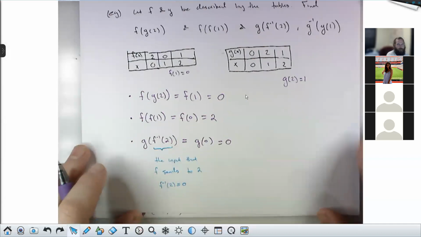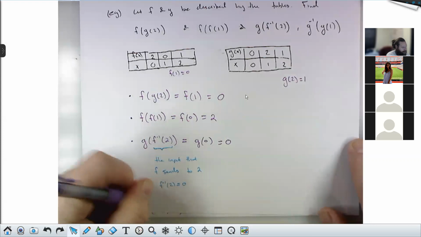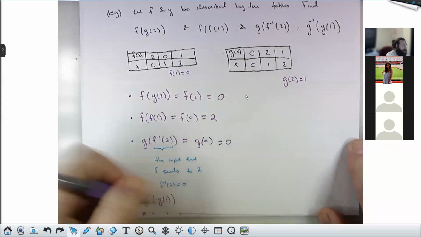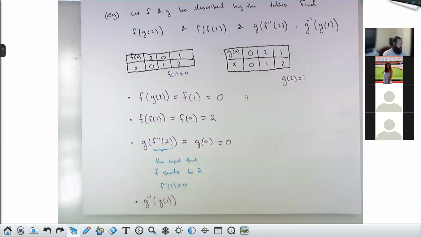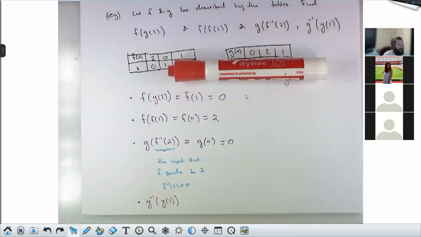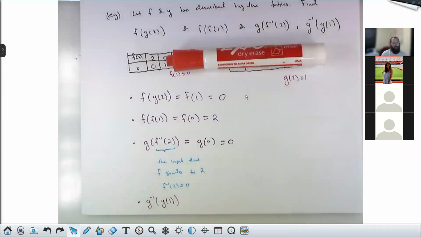All right, last one. g inverse of g of 1. I claim you don't even need the table. I'm going to cover up the table for g. What is g inverse of g of 1? Don't overthink it. You plug a function into its inverse function, what happens?